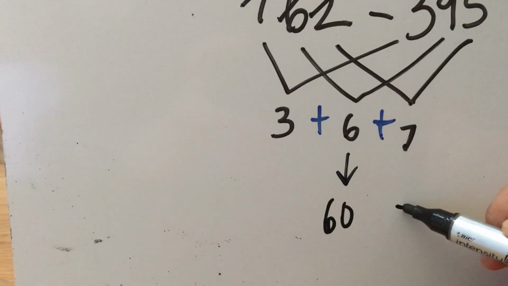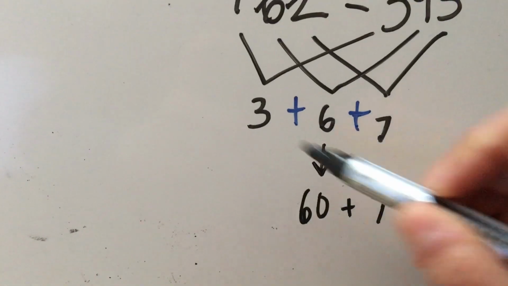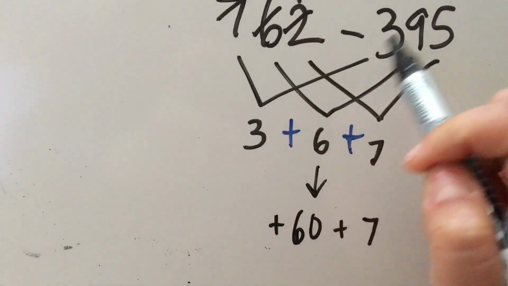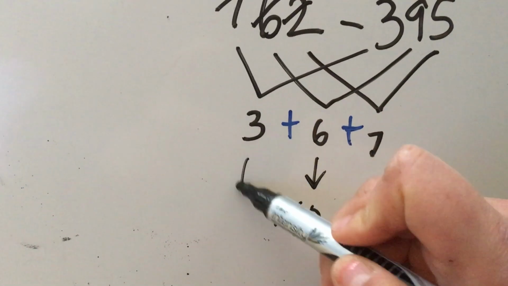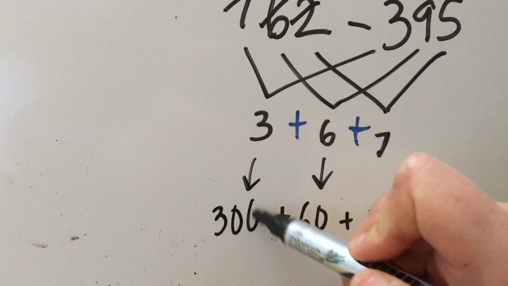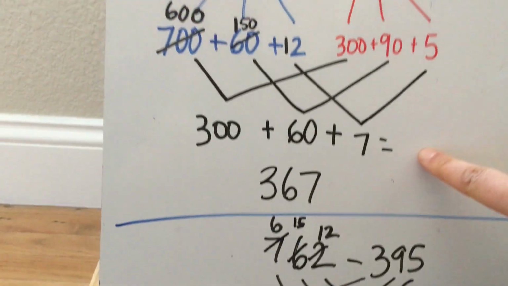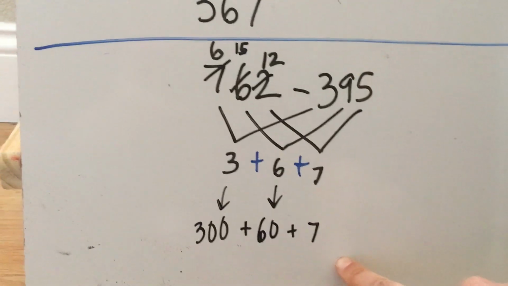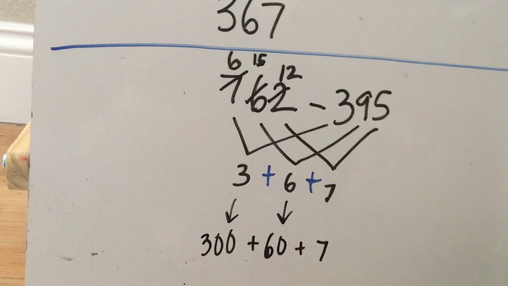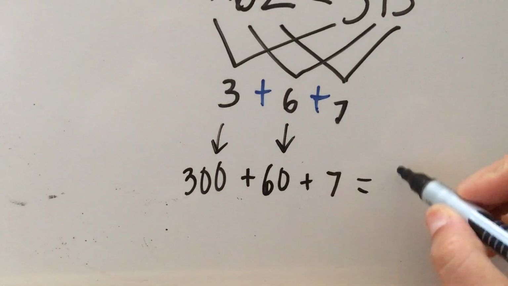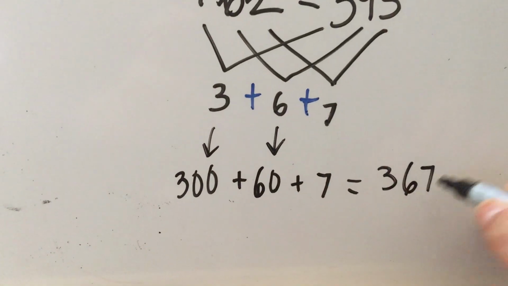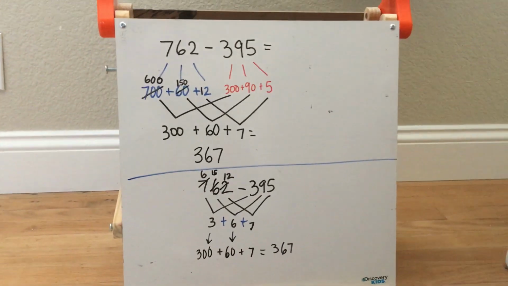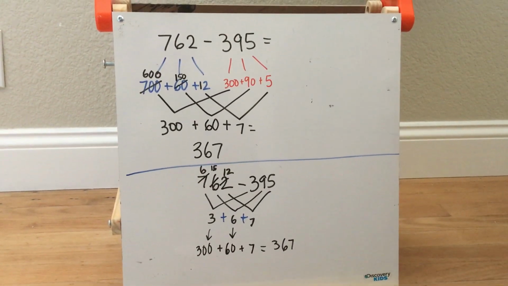Let me carry this one down. 7. I'm going to add my plus signs in the middle, and then 3. And this place value in my hundreds place is equal to 300. So same thing as what we had above. So 300 plus 60 plus 7 is equal to 367. Let me pull it back so you can see some similarities here.